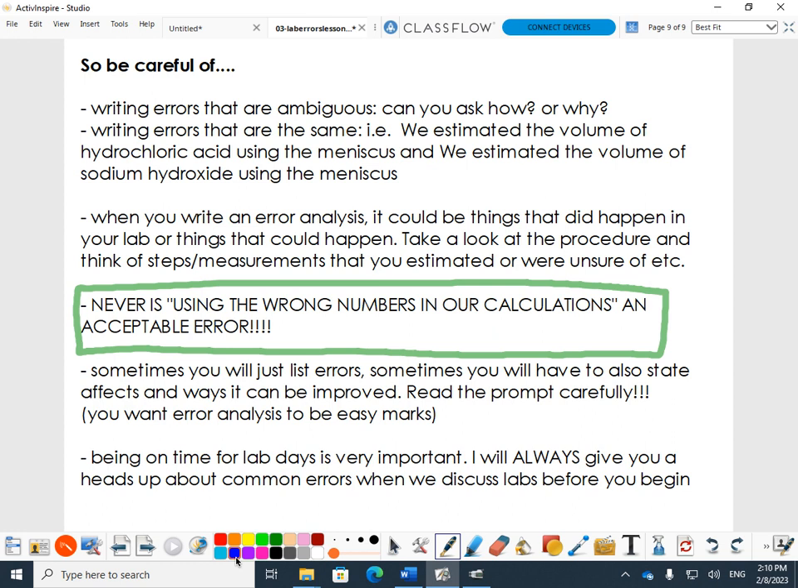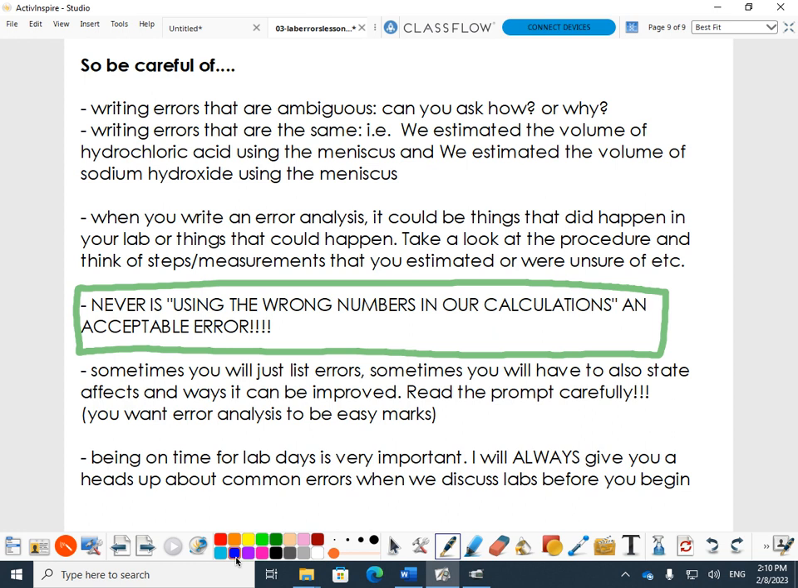So usually, even in grade 12, you're just going to list errors. Tomorrow, I'm going to get you to just pick one of them to state how it affects your lab and how it could be improved. But then when you do the formal lab, you would have to do it more formally.